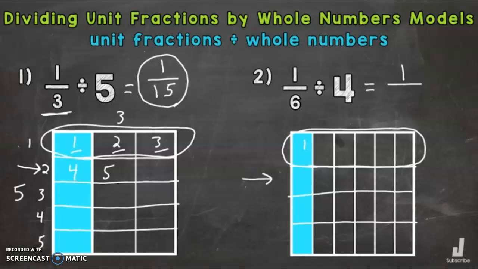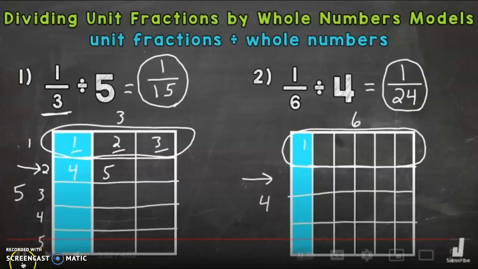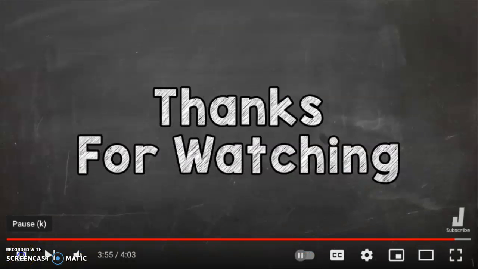Then we need to see how many total pieces there are, and we have a 4 by 6, so we could do 4 times 6 to get us 24. Or again, you can count the individual pieces if you'd like, whatever works for you. And we get 1/24 as our answer. Again, we started with 1/6, and we split or divided that 1/6 into 4 equal groups, and that got us to an answer of 1/24. So there you have it. There's how you model dividing unit fractions by whole numbers. I hope that helped. Thanks so much for watching.